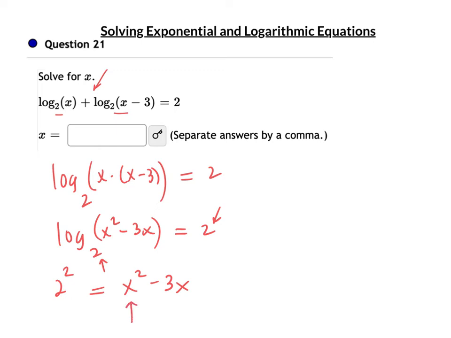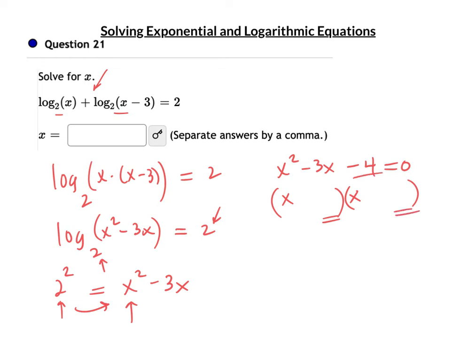Looks like a quadratic. Let's get it equal to 0. X squared minus 3x minus 4 equals 0 because 2 squared is 4. And I moved it over there, and I subtracted it to move it. This factors, I'm betting. X times x is x squared. This number times this number makes -4. So it's a positive times a negative.